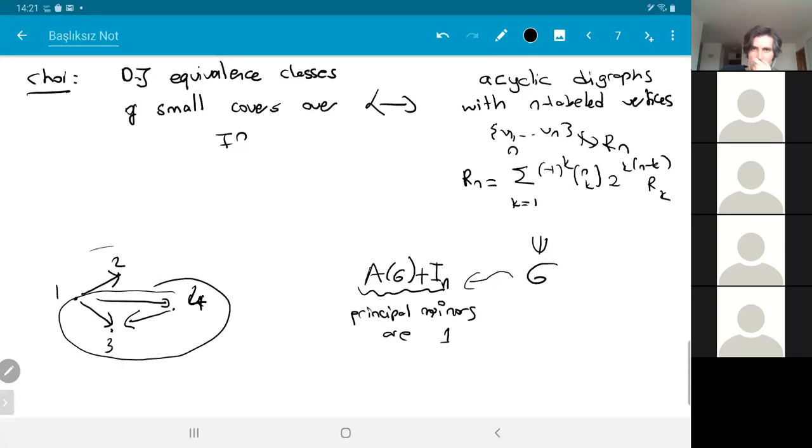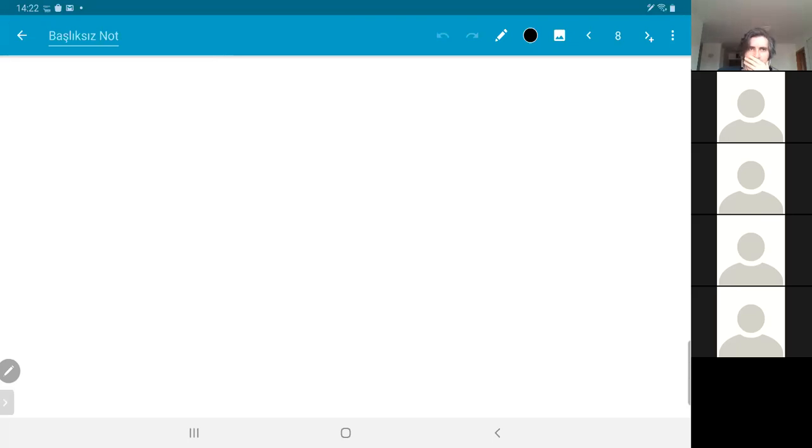And unlabeled, what does it mean? You just give labeled vertices. It has n vertices with a label. Labels are important because when you are working with this graph, for example, let's say n is 3, this graph and this graph are different. If you don't label them, then okay. I will skip this example.